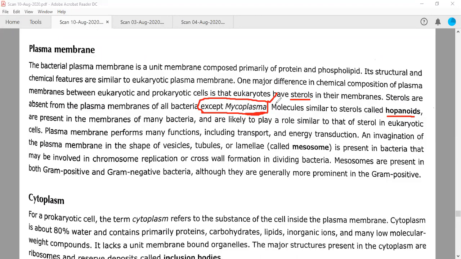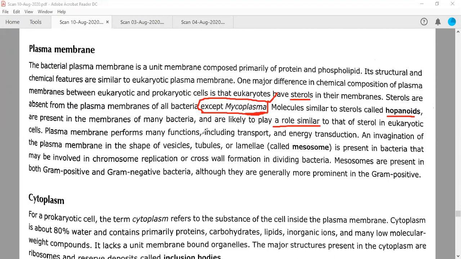So mycoplasma is having sterols because it does not have a cell wall, and to survive so that the bacterial cell will not lyse, it will have some more stabilizing lipids, for example, sterols in its plasma membrane. Molecules similar to sterols or hopanoids are present in the other bacteria, and many bacteria are likely to play a similar role. Now the function is the same.